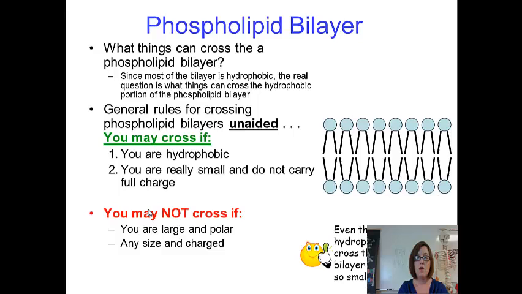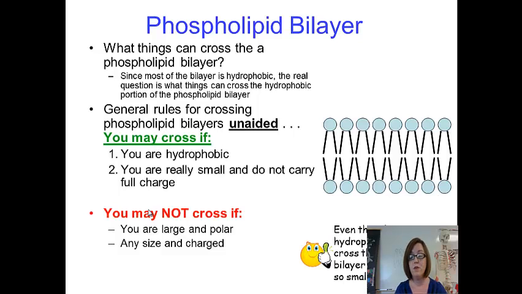Okay, so I want to talk about what things can cross a phospholipid bilayer. So we've already established that the majority of the phospholipid bilayer is hydrophobic. Roughly about 70% of the phospholipid bilayer is hydrophobic. So the real question becomes not what can cross a phospholipid bilayer, but what can cross the hydrophobic portion of the phospholipid bilayer. So I have some general rules for crossing phospholipid bilayers unaided. You can cross the phospholipid bilayer if you're hydrophobic, because the phospholipid bilayer is mostly hydrophobic, and hydrophobic things mix well with other hydrophobic things. So if you're hydrophobic, you can cross.